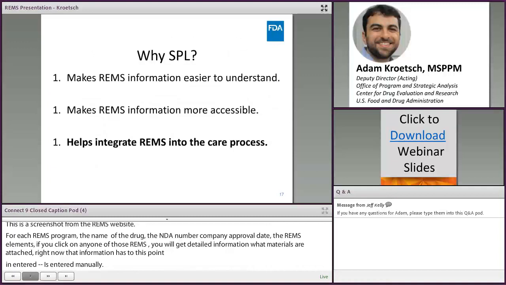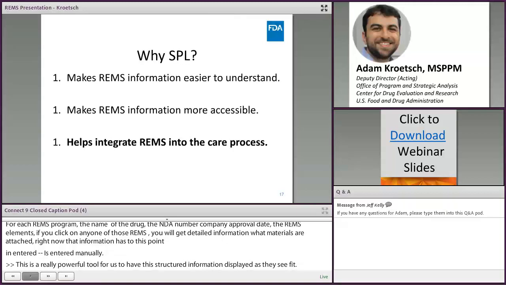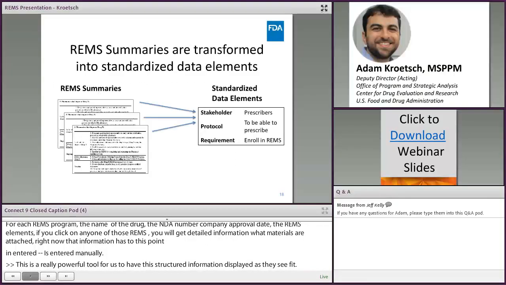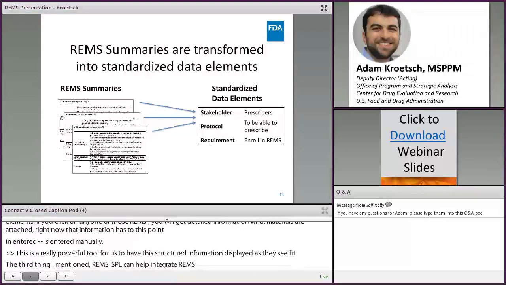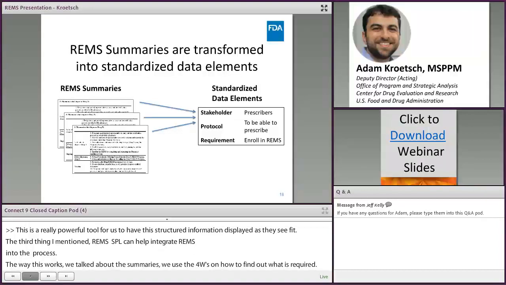So the third thing I mentioned is that SPL can help integrate REMS into the care process. And the way that works is, well, we've already talked about the REMS summaries. And these use the 4Ws model to help describe what's required of participants in REMS with elements to assure safe use. But in fact, the REMS SPL goes further than just providing REMS summaries. It actually captures that information in standardized, structured data elements.